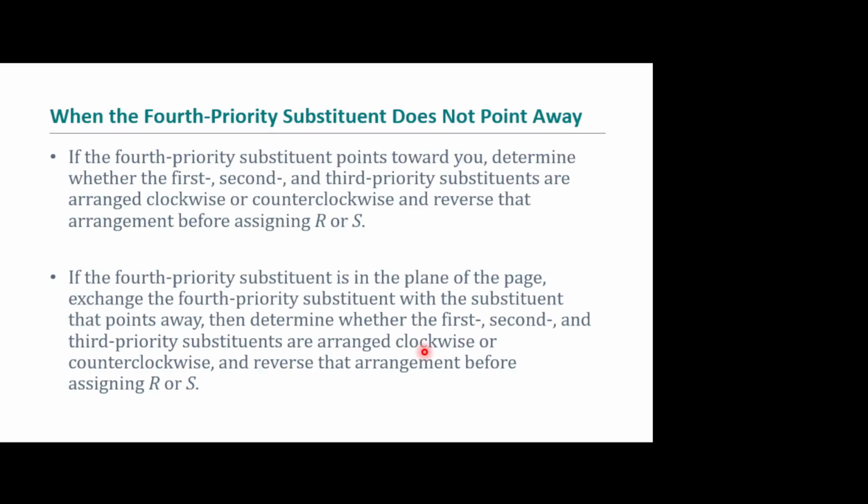Okay, so the other one that we need to look at here is, what if they're not in or out of the plane? Okay, what if that hydrogen is not in or out of the plane? Okay, so if your fourth priority substituent is actually in the plane of the page, then you're going to exchange the fourth priority substituent with the substituent that points away from you.